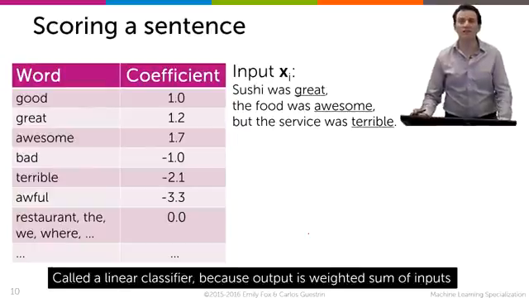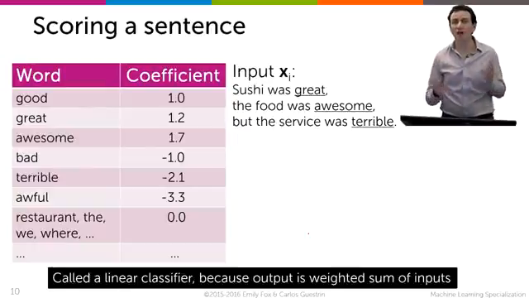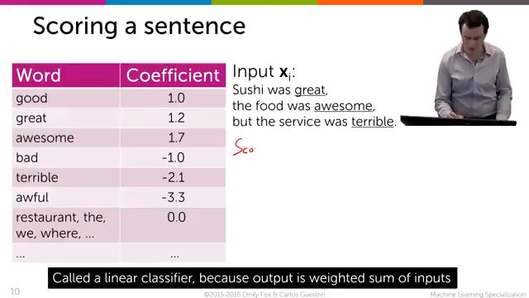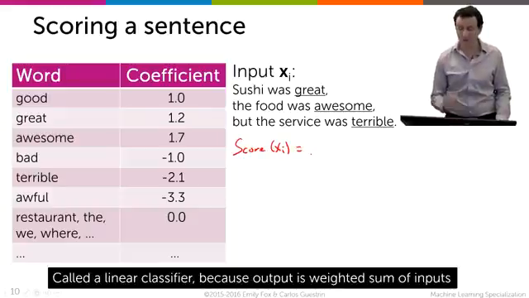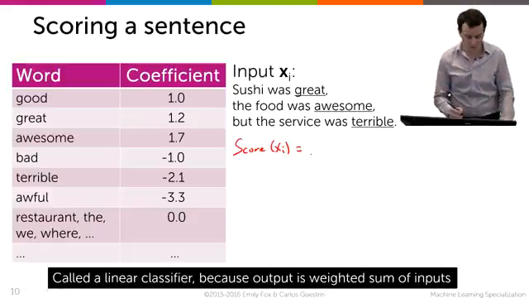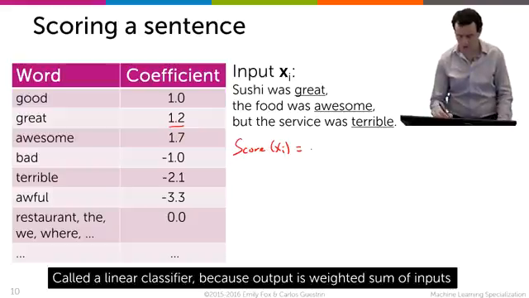Now let's see how these coefficients can be used to make a prediction of whether a sentence is positive or negative. So for example, let's take this sentence that says, the sushi is great. So how do we score the sentence? Let's compute the score of this input sentence x_i. The sentence says, the sushi is great. So we look at the coefficient of great, and we see it's 1.2.